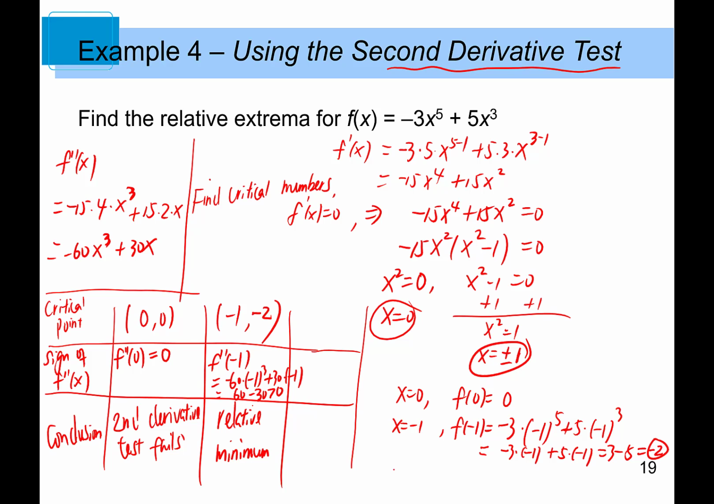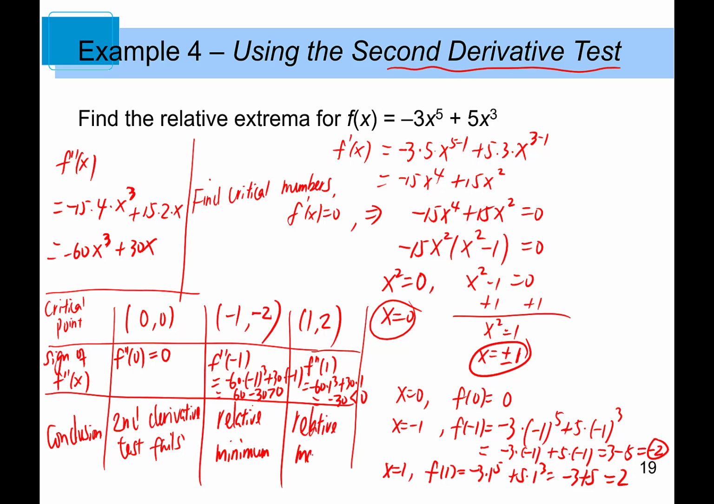Okay, the last one is x equals 1. f of 1 equals negative 3 times 1 to the 5th plus 5 times 1 to the third. So it's negative 3 plus 5 equals 2. So it's 1, 2. So f double prime of 1 equals negative 60 times 1 cubed plus 30 times 1, which is negative 30, less than 0. Then we know there's a relative maximum here.